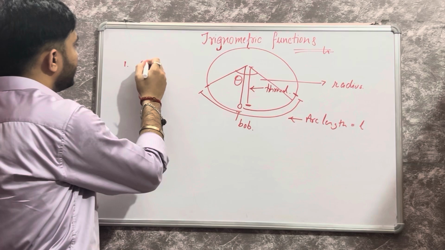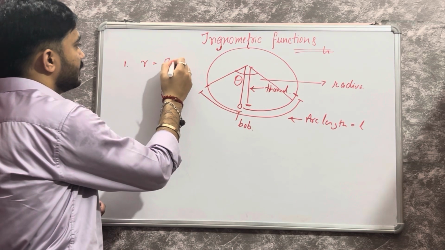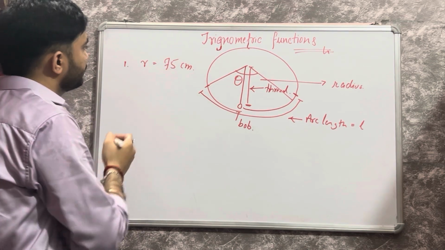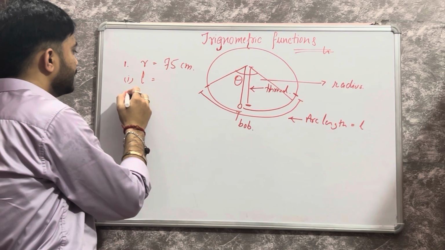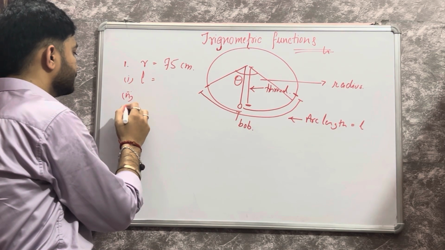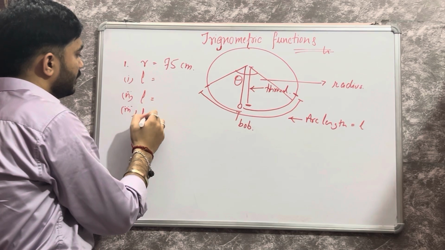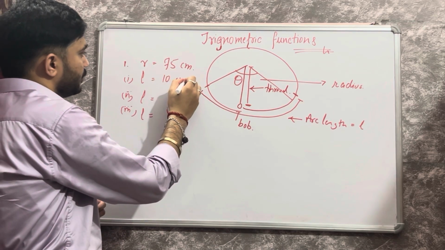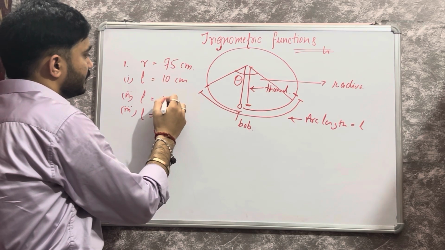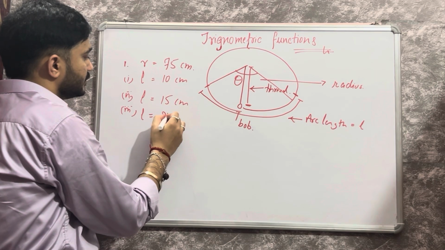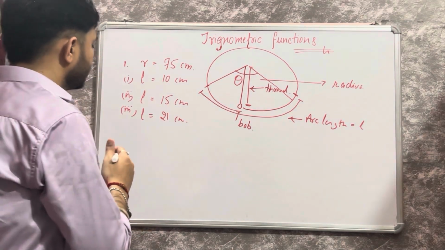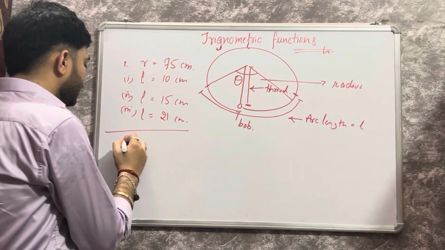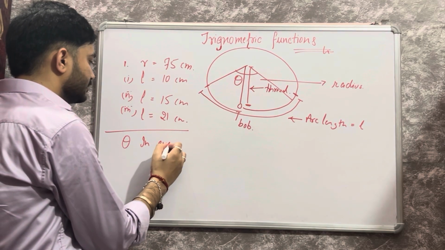In this, the radius is given as 75 centimeter. L is given in 3 parts, in first case, second case and third case. In first case it is 10 centimeter, in second case it is 15 centimeter and in third case it is 21 centimeter. We are going to solve all these parts and we have to find the theta in every case.